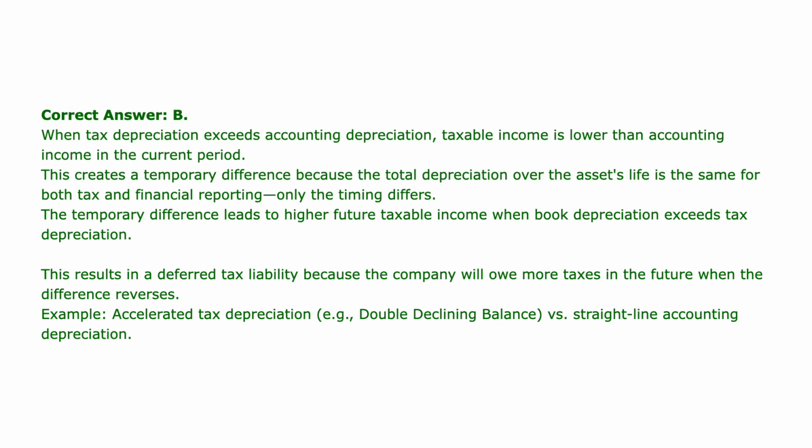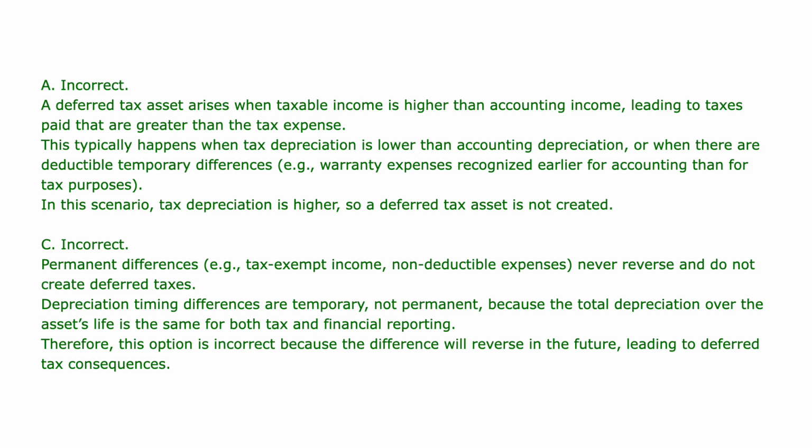When tax depreciation is greater than accounting depreciation, taxable income is lower now, but will be higher later, creating a temporary difference. This leads to a deferred tax liability, since the company will owe more taxes in the future when the difference reverses. A. Deferred tax asset is wrong because that arises when taxable income is higher than accounting income. C. Permanent difference is wrong because depreciation timing differences are temporary and do reverse, unlike permanent differences.